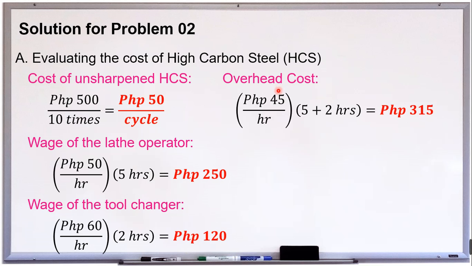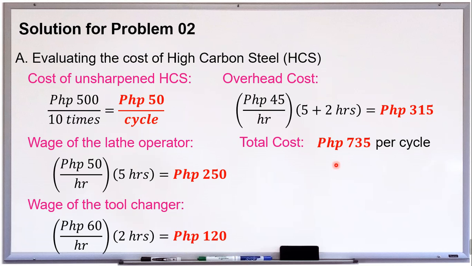Now for the overhead cost, the rate is 45 pesos per hour multiplied by the accumulated time for grinding and for changing the tools, and that is 7 hours. So we have an overhead cost of 315 pesos. Next we're going to sum up all these costs. So we have the total cost of 735 pesos, and this is per cycle or per operation.